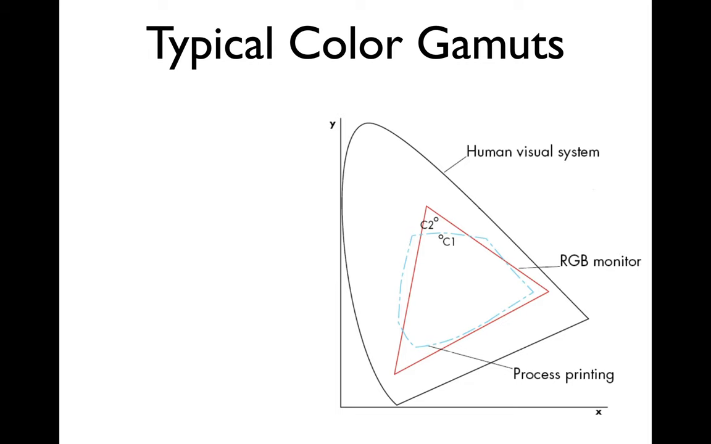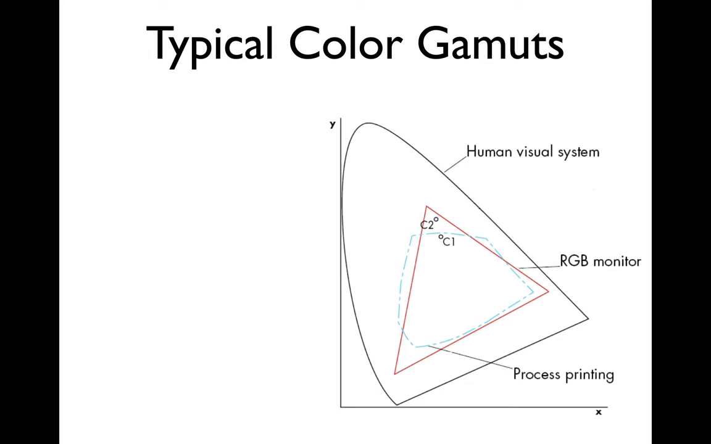Anyway, if we take a look at this right here, this is the human vision part that we're going around here. The red in here is a typical RGB monitor. And the blue dotted line around here is process. This would be process printing, meaning CMYK, not an RGB printer. The RGB printers that you might use actually have a considerably larger gamut than what they would call an offset press, a CMYK press that's used to print newspapers and magazines and posters and all of that kind of stuff. Those have a smaller gamut, even more so than the RGB inkjet printers that exist here in the photo lab.